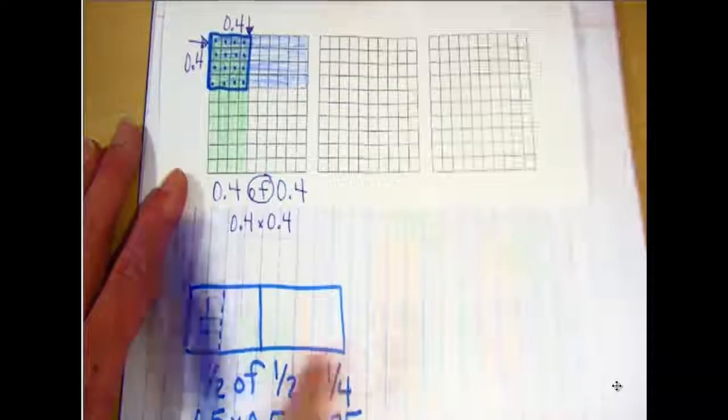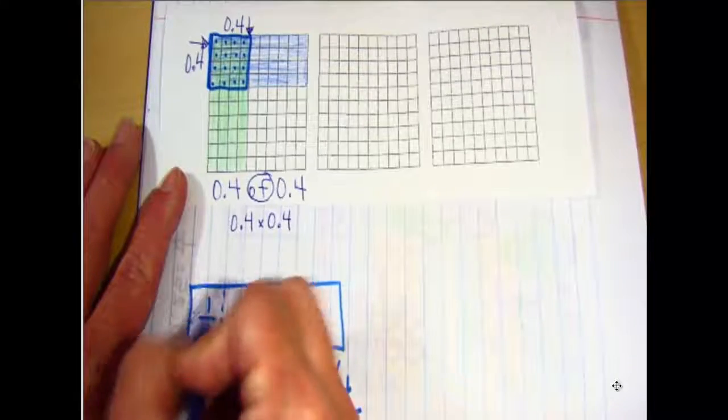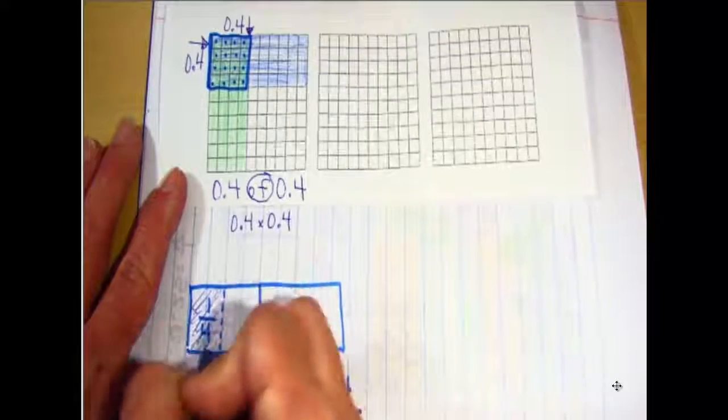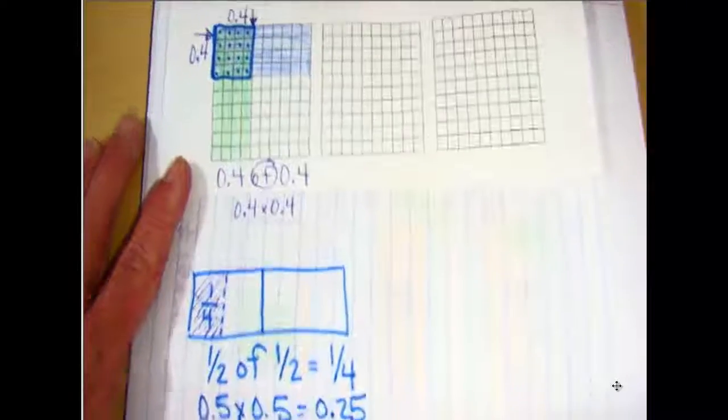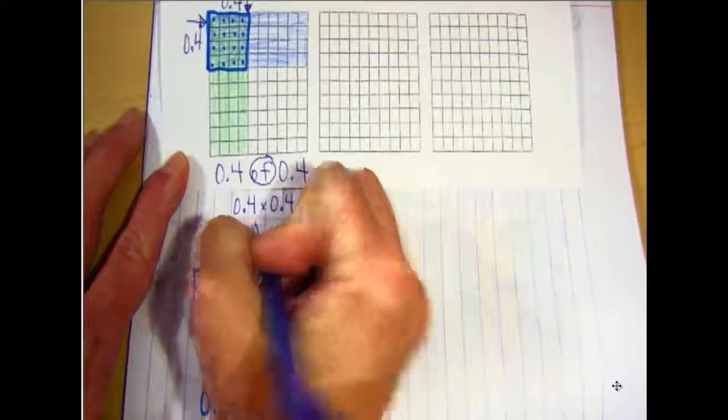Okay? So when you're doing this, you're showing that 4/10 of 4/10 is this tiny little piece, just like I did with my candy bar. 1/2 of 1/2 is 1/4. This is my answer. This is my tiny piece that I'm looking for. This one is 1600ths.